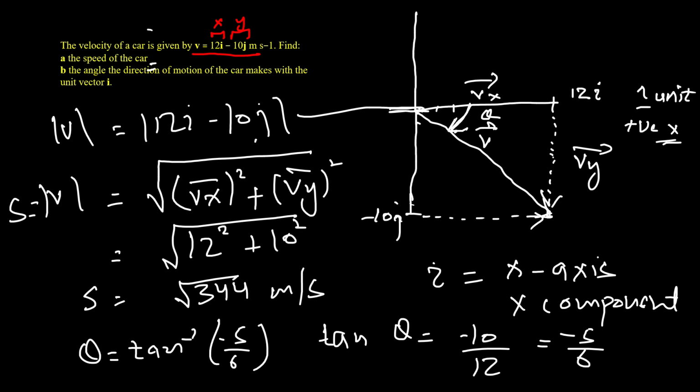So this will give us the value of theta. That's the way we can find the direction of motion of the car. Basically, it will give us this angle. This angle will give us the direction of motion of the car. So that's question number 2 from exercise 8D.